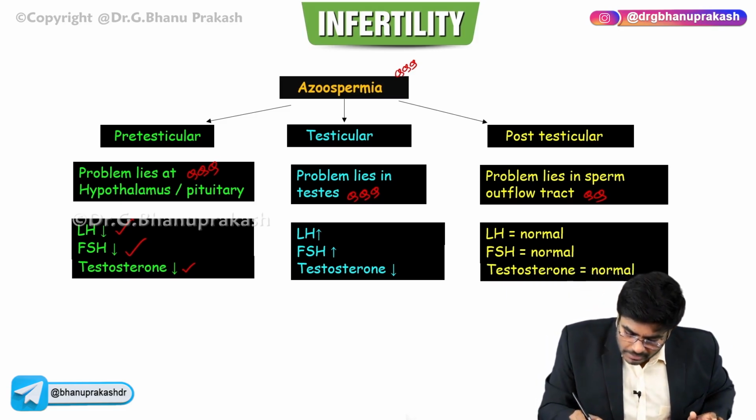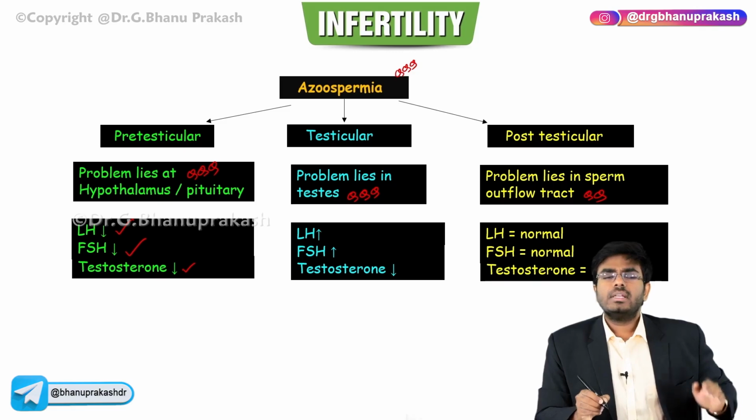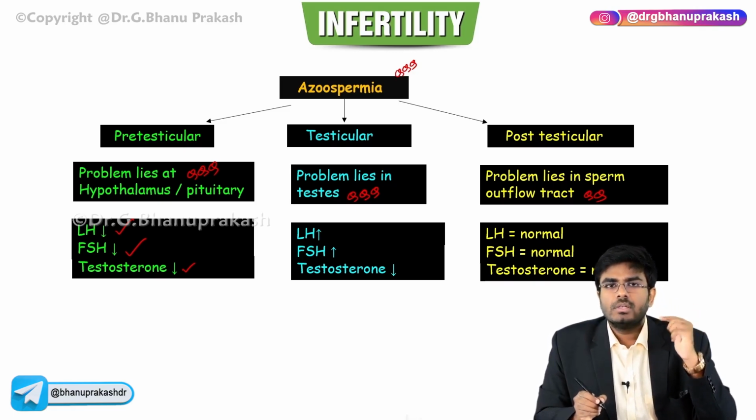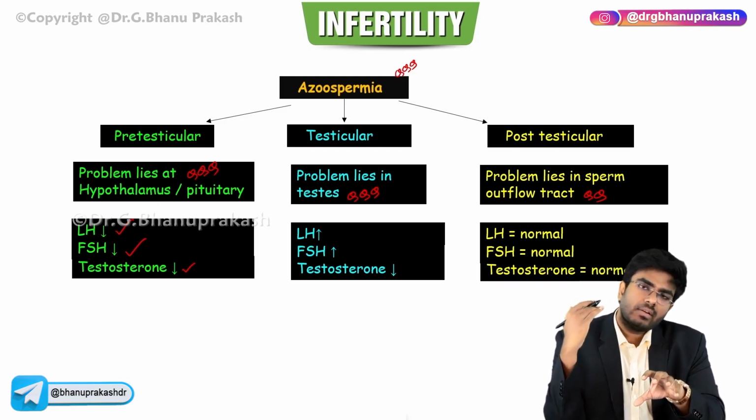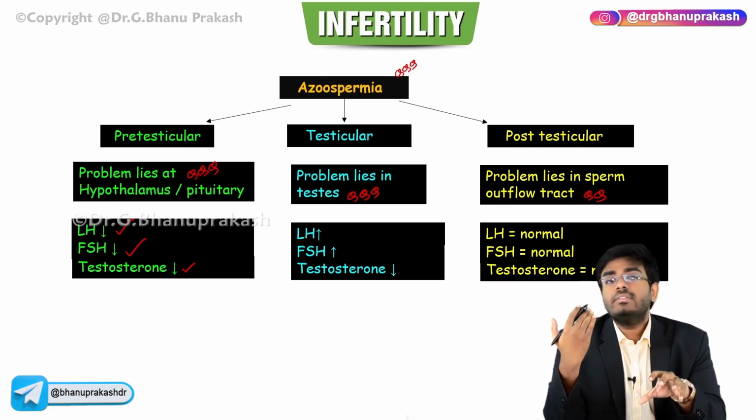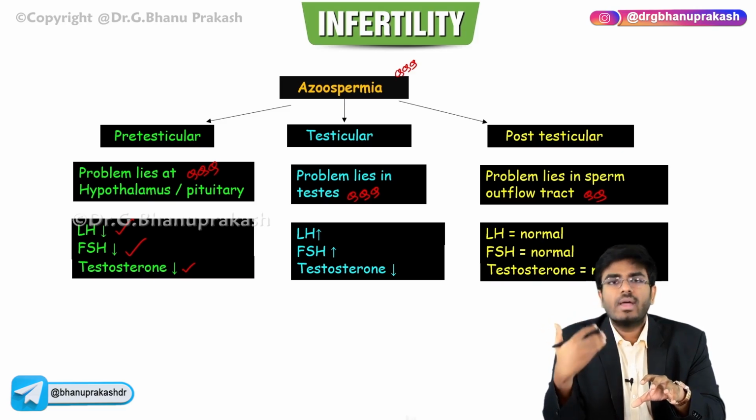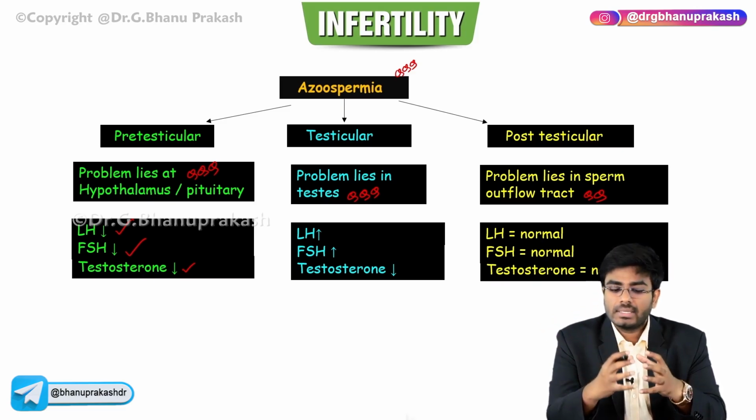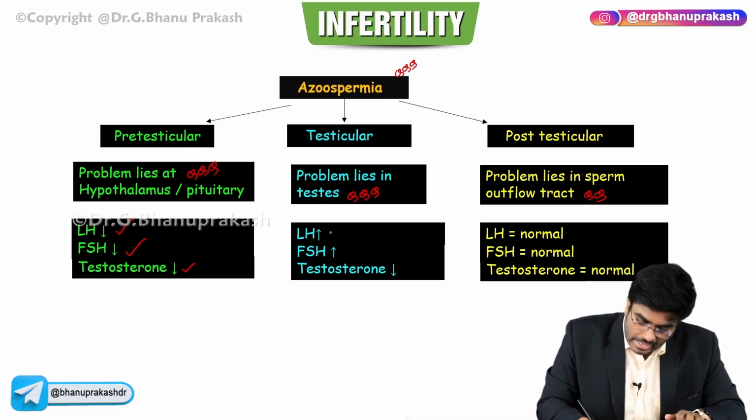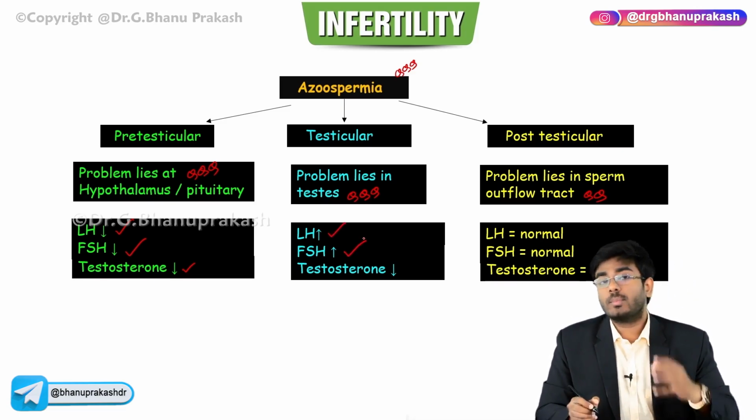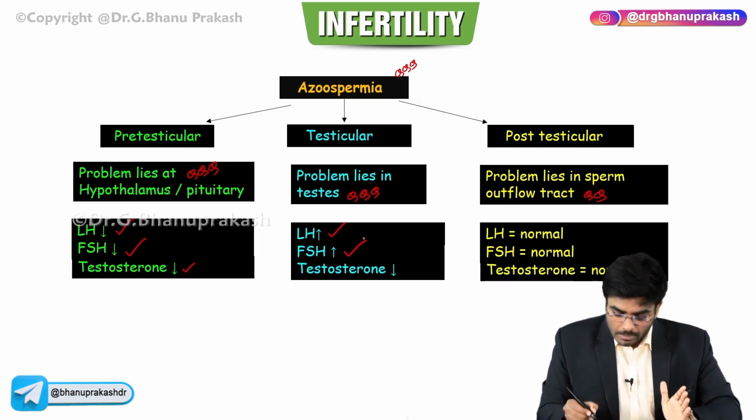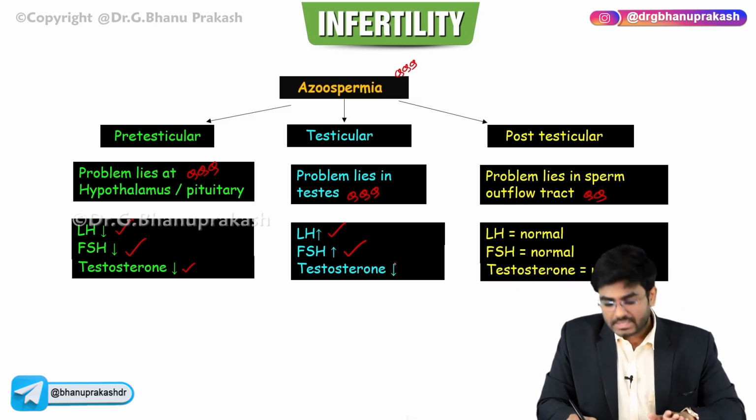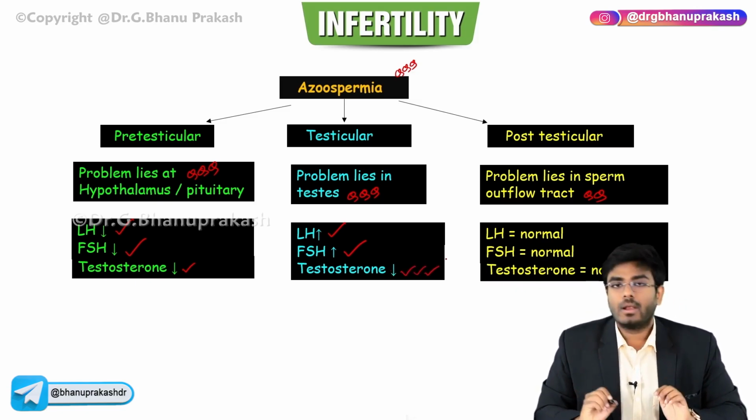Now, if the problem lies at the level of testis, there is no problem with the central nervous system, but testis is not making the sperms. So, what will the central nervous system try to do? It will try to produce as much LH and FSH as possible. But there is a problem in the testis. So, testosterone level will be less. LH will be more, FSH will be more. Why? Because central nervous system is trying to produce sperms. But as the problem lies in the testis, testosterone levels will be low.